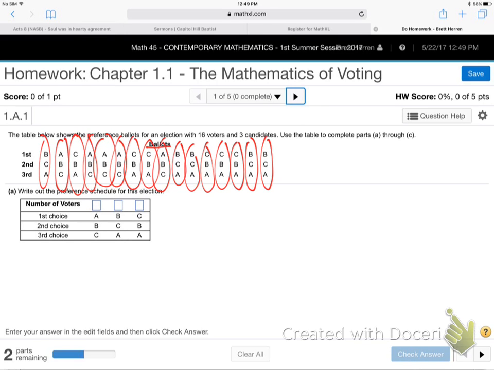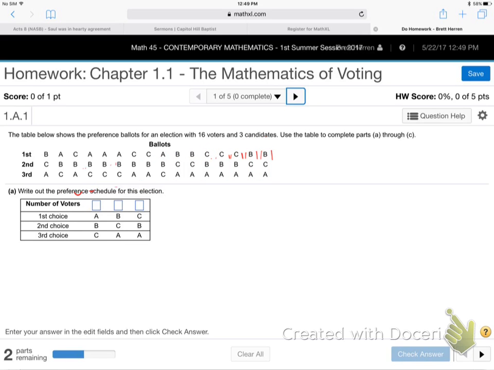So, number of voters. How many voters like A first, then B, then C? How many ABCs are there? Let's go back. So, how many ABCs? 1, 2, 3, 4, 5. Just 5, huh? So that would be 5 right there. See where I'm putting that? So 5 ABCs.